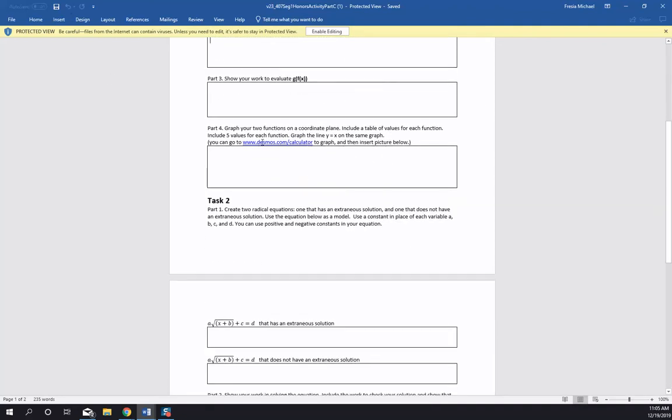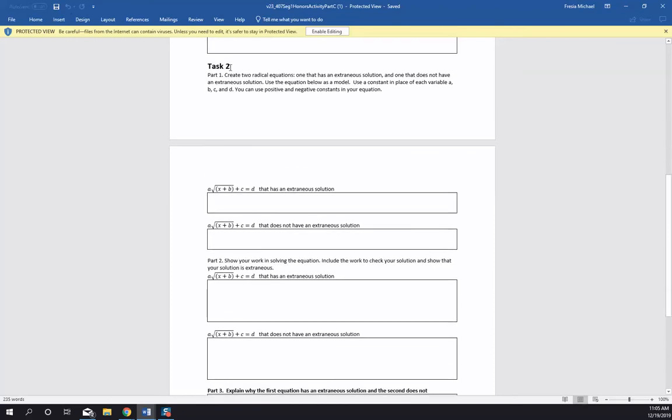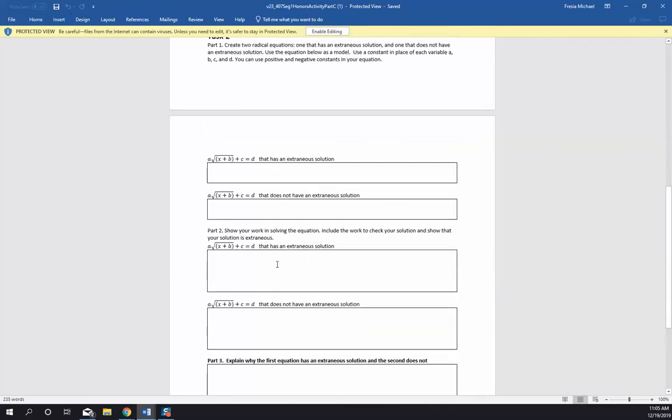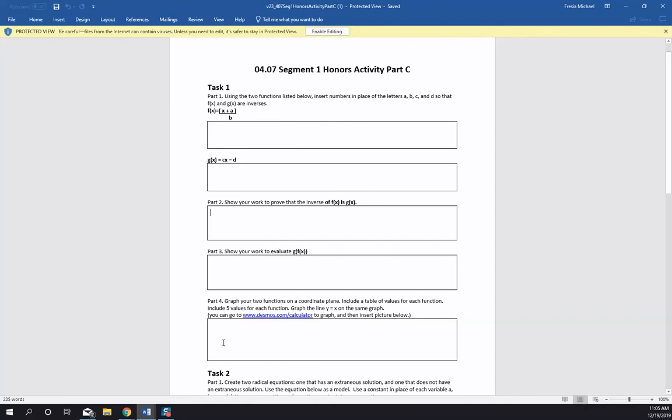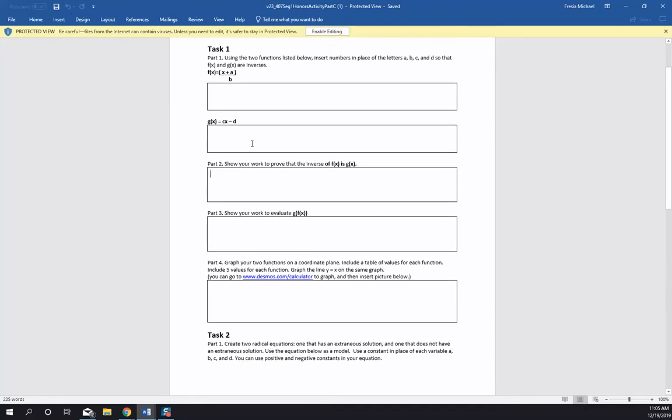All right, and then you graph them. I would use desmos.com as your calculator. It even gives you, and you insert the picture there. You should have 3 lines on your picture. Okay, and then creating the radicals, extraneous and non-extraneous. Those are described in the actual lesson, so make sure you're looking at the lesson to pick your numbers so that you understand what extraneous means and what non-extraneous means.